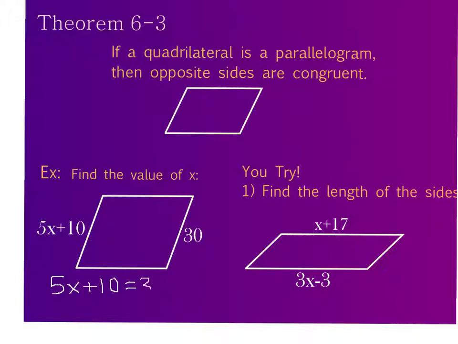must equal 30. Then I can go through and I can solve this. Oops, I'm already doing mental math. So I subtract my 10, which gives me 5x equals 20, divide by 5, and I've discovered that x equals 4. So there's a you-try problem for you to go ahead and do. It's very similar as long as you know that opposite sides are congruent within each of these parallelograms.